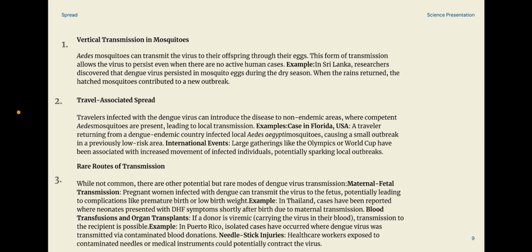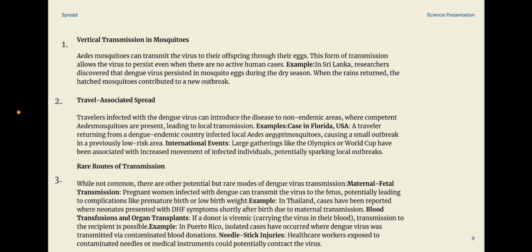The vector transmission in mosquitoes. The mosquitoes can transmit the virus to their offspring through their eggs. This form of transmission allows the virus to persist even when there are no active human cases. For example, in Sri Lanka, researchers discovered that the dengue virus persisted in mosquito eggs during the dry season. When the rain returned, the hatched mosquitoes contributed to a new outbreak.